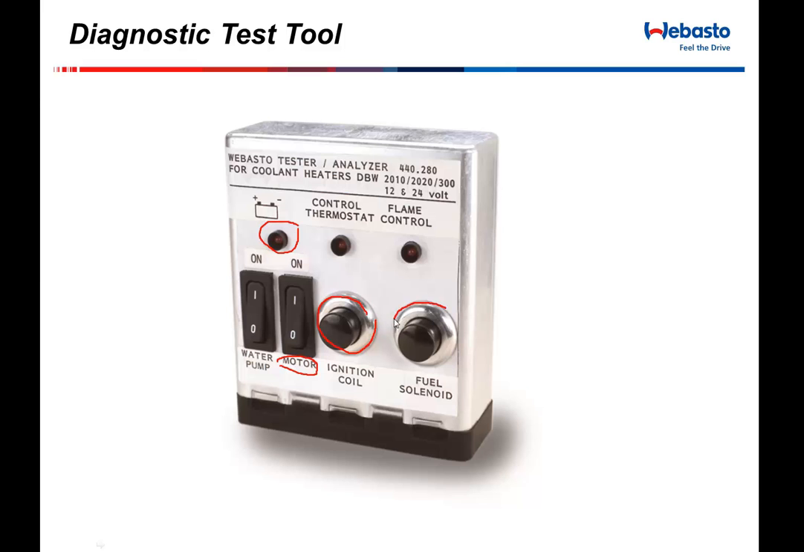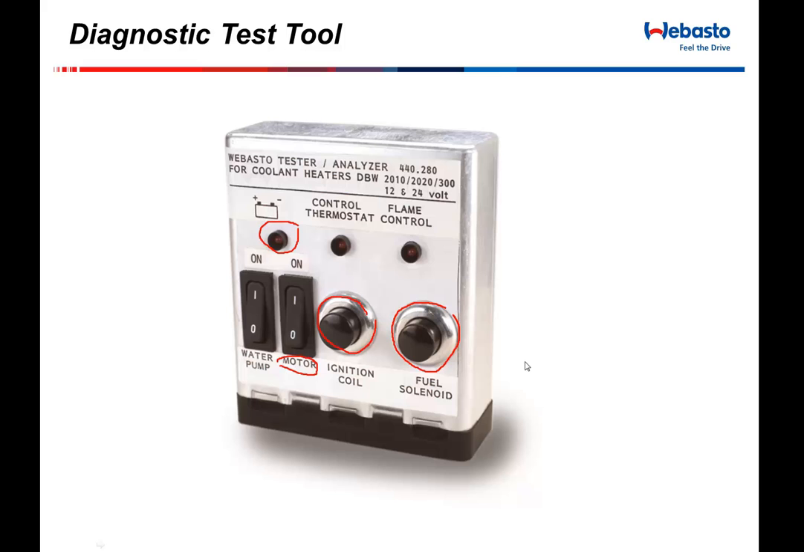Fuel solenoid button, same thing. You push it and you're giving 12 volts to that fuel solenoid. You're pulling back the plunger, allowing fuel to come through the system. In order for that fuel solenoid to work, both thermostats on top of the heater as well as the overheat fuse have to be closed.